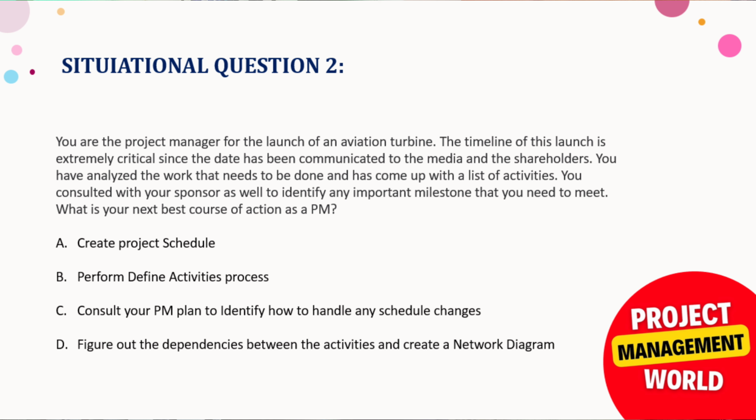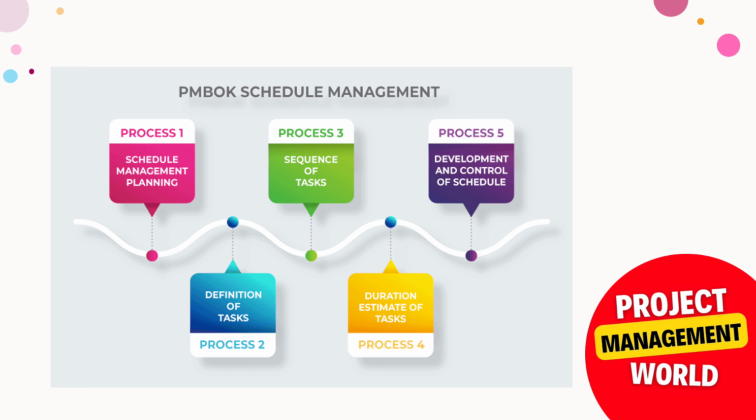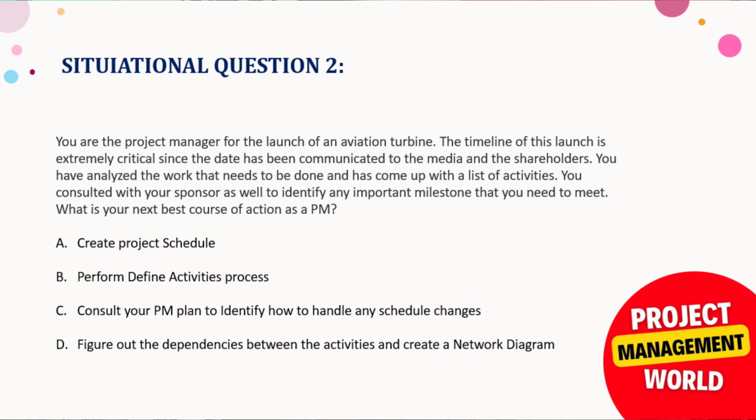So option D, the final one, is figure out the dependency between the activities and create a network diagram. If you see the schedule management processes, after definition of tasks, process 3 is sequencing of tasks. This is what it is talking about. Figure out the dependency, that is about sequences, and create the network diagram. So option D was the right answer here. But along with that, you should also be aware of the sequence of the activities, the processes, and the ITTOs. So this is how you can answer the situational type question in your exam.